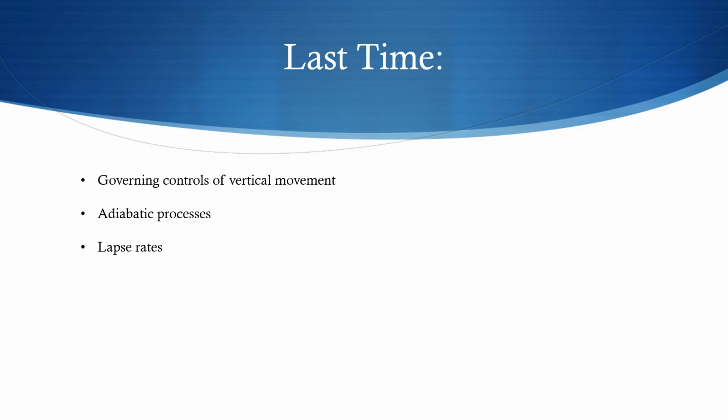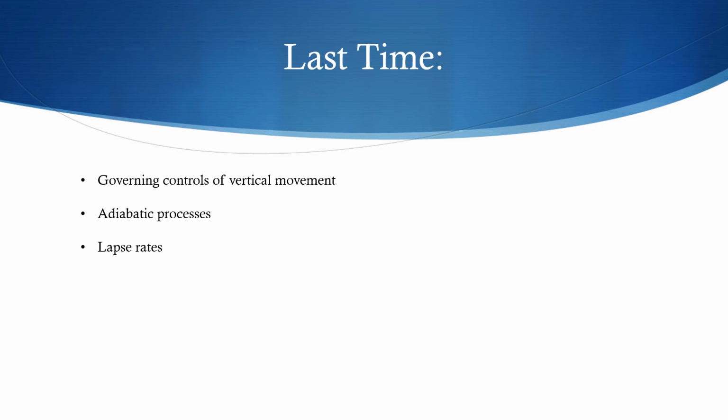First, we looked at the governing controls of vertical movement in the atmosphere, those three major factors that move air up or down in the atmosphere. First, there was the opposing forces of buoyancy and gravity. Buoyancy force wants to move the parcel up, push it up in the air. Gravity force wants to pull it down towards the surface.